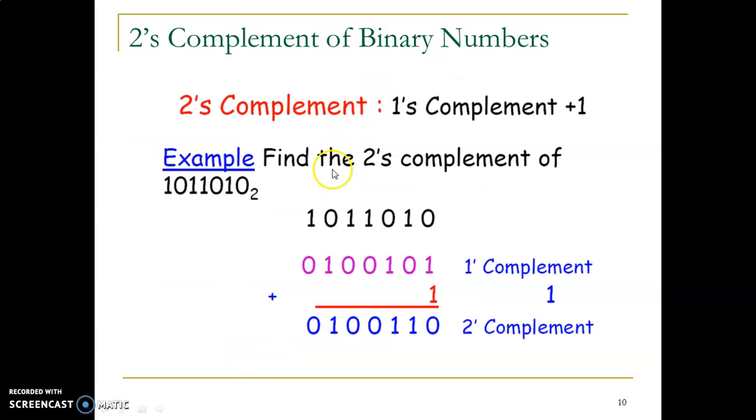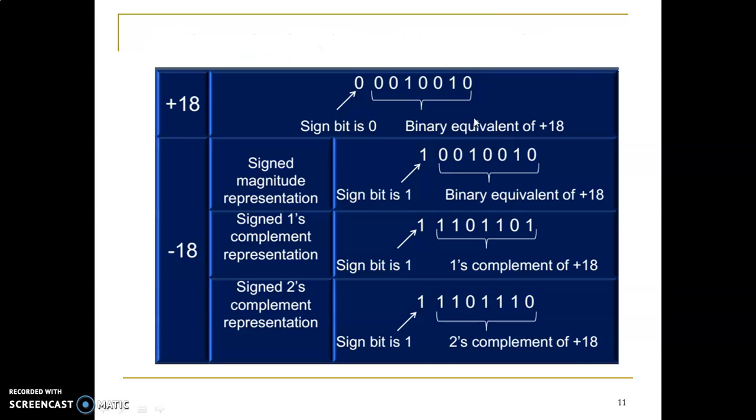So let us see how to find 2's complement of this number. So first find 1's complement of it. Means we are going to complement each and every bit. Then add 1 to it. So to find 2's complement, first find 1's complement, then add 1 to it.